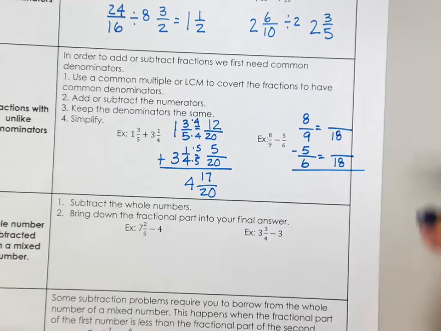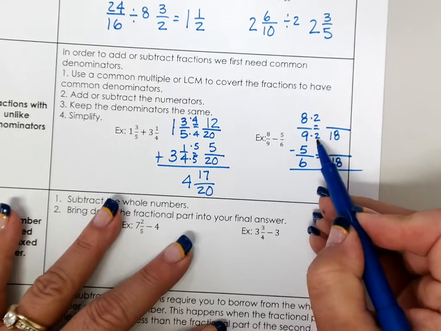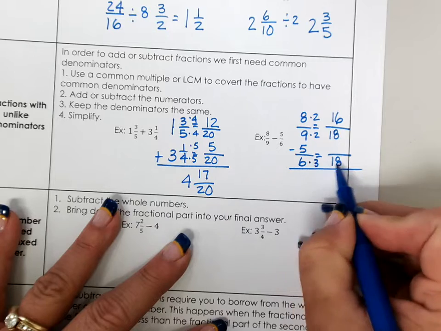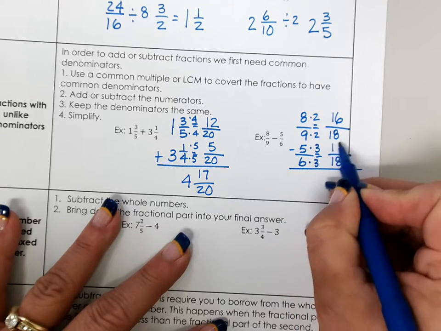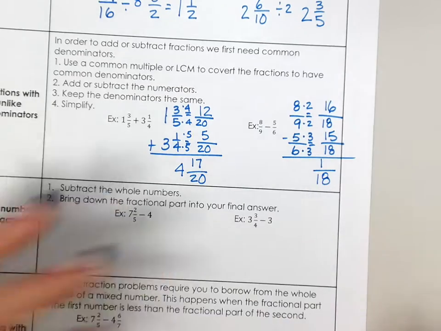The smaller the numbers in the fraction, the better for me. Then we have to make an equivalent fraction. So 9 times 2 is 18. 8 times 2 is 16. 6 times 3 would give me 18. 5 times 3 will give me 15. I subtract the top numbers. The denominator stays the same.